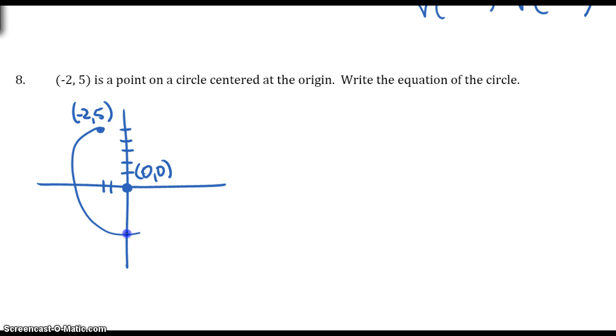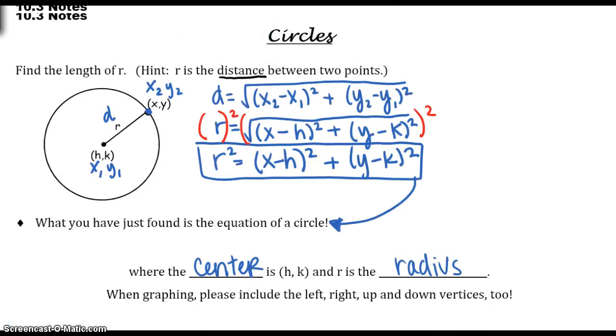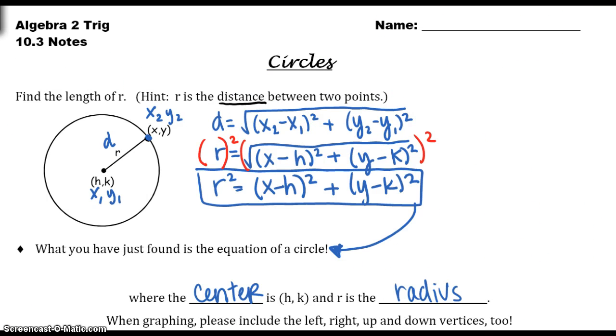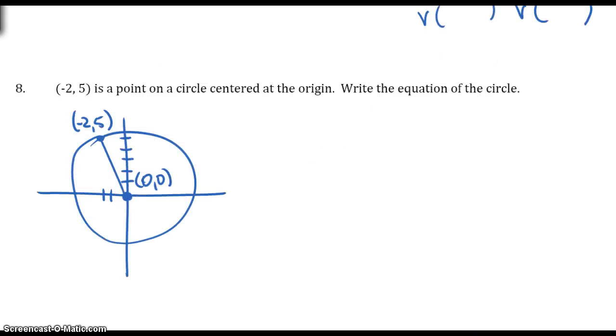So we've got some kind of circle that looks something like that, right? But we don't know the radius either. This sounds like kind of what we did when we derived the equation at the beginning of our notes way up here. Very similar looking. Look at that picture.